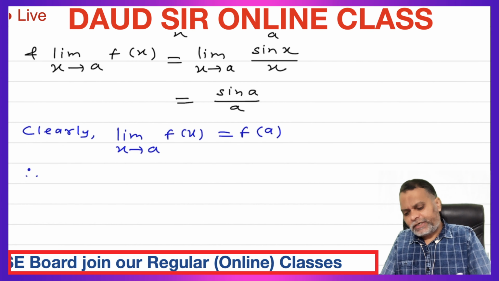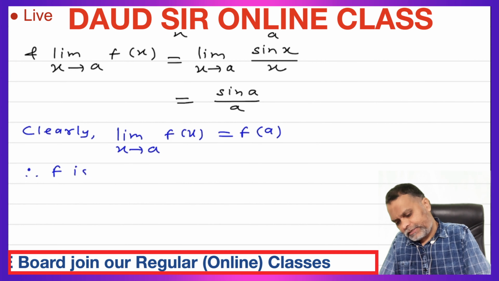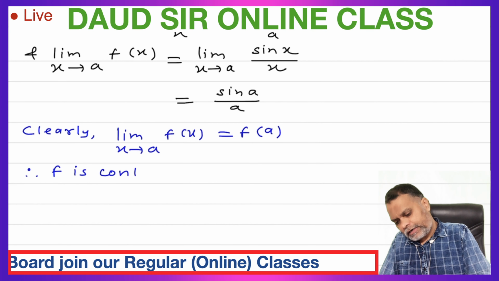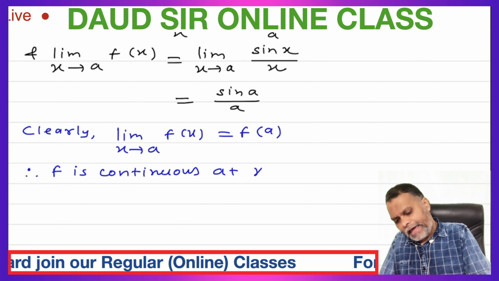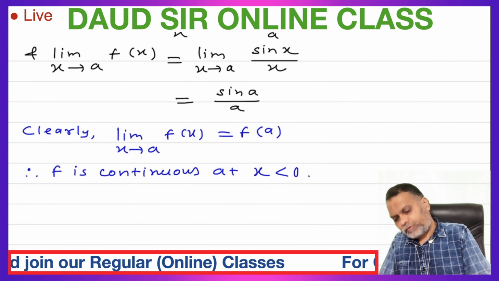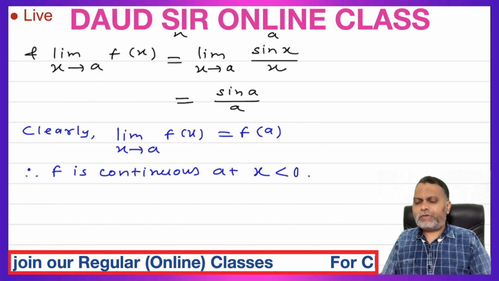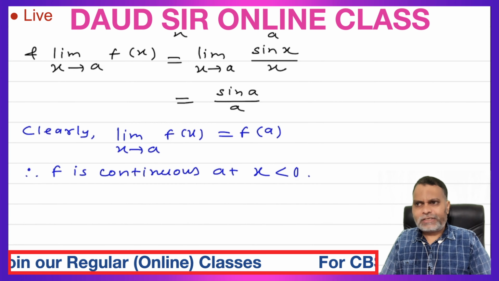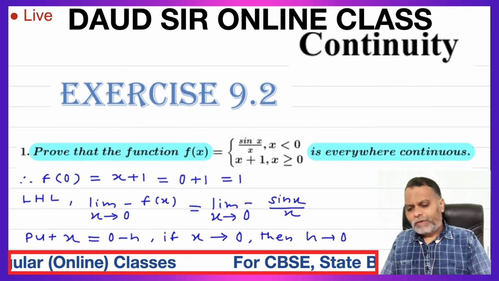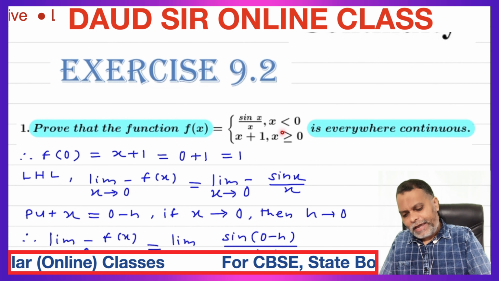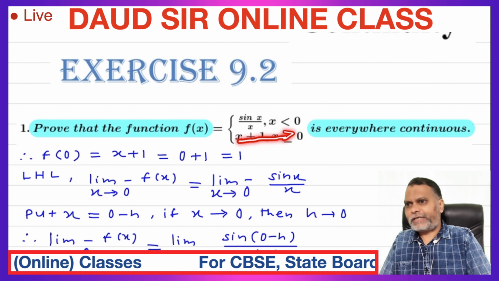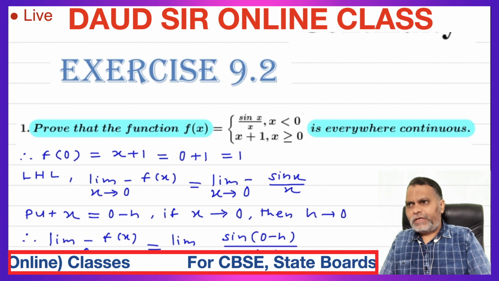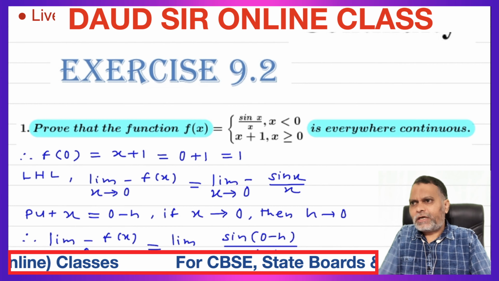Therefore f is continuous at x is less than 0. So here we prove f is continuous at x is less than 0. Now one more point is left, x is greater than 0. For x is greater than 0, the function is x plus 1. Here we have to prove this function is continuous.